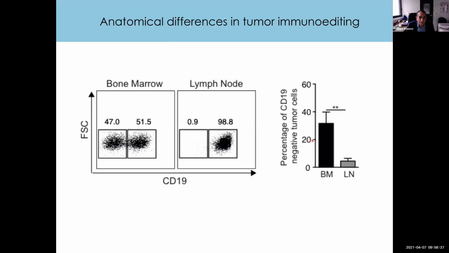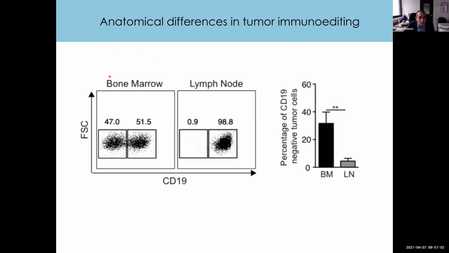A second observation that we've made is that at the end of the treatment, in this model, we often see relapses, and we also see relapses where the tumor that relapsed has lost the CD19 antigen. It's exactly like it's seen in many patients. But what I think was interesting is that we often see this happening in the bone marrow, but it's not happening in the lymph node.